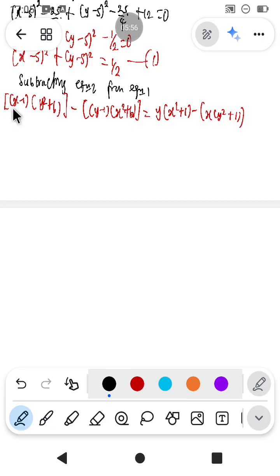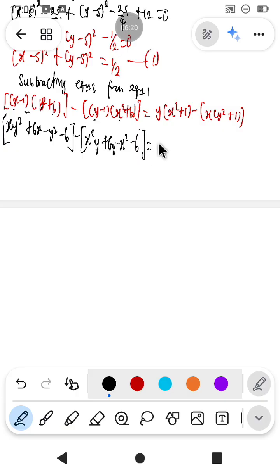So x multiplied by y squared gives us xy squared. This gives us 6x. This gives us negative y squared. This gives us negative 6. I think we've done that earlier. Then minus y: you have x squared y, you have 6y, you have negative x squared, you have negative 6. Then everything here will be equal to yx squared plus y, minus xy squared, minus x. That's pretty cool.